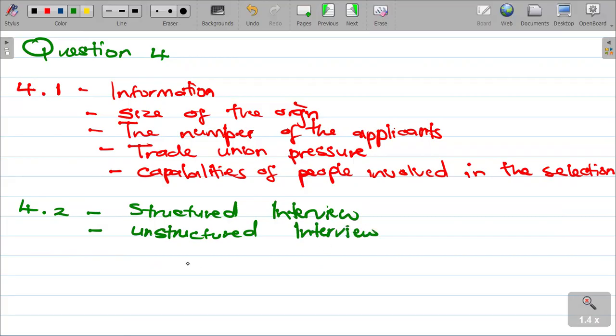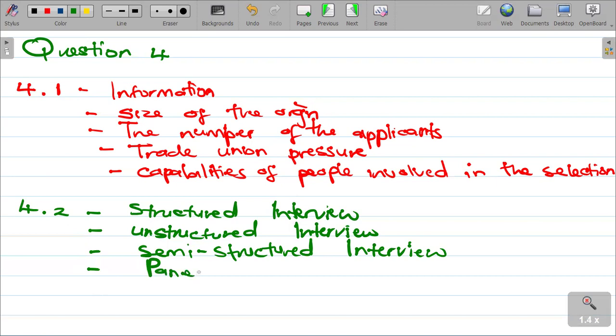Here, which is the opposite of a structured interview, questions are broad and general, not specific. Applicants give as much information as they want, and questions are normally open-ended. We also have what we call semi-structured interviews, which are a combination of both structured and unstructured.